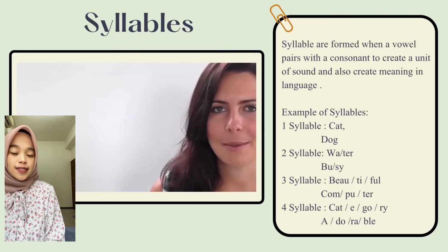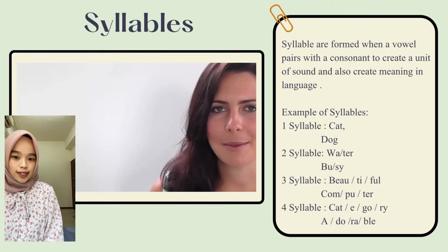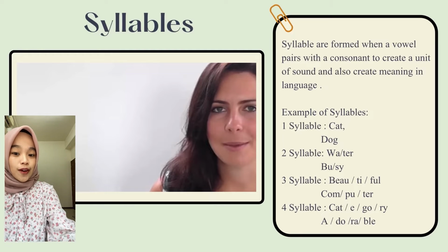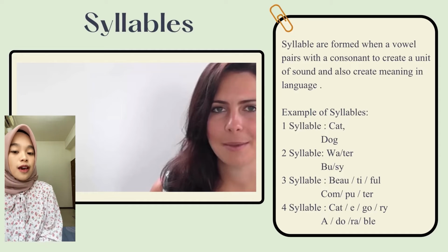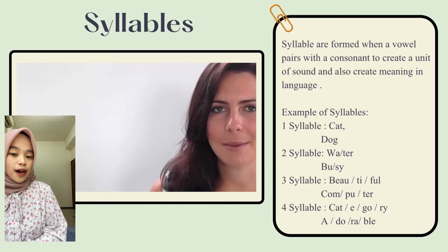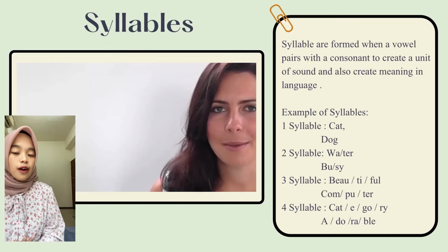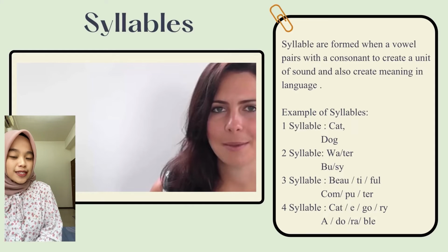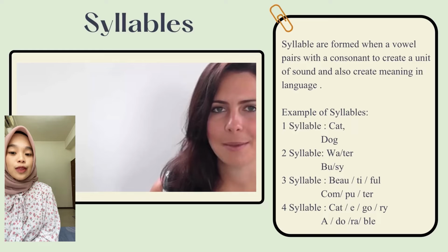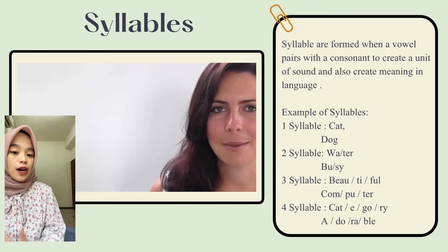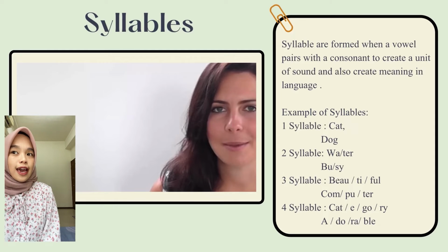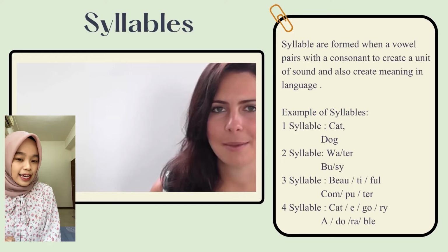Okay, next. A syllable is one unit of sound in English. Syllables are formed when vowels pair with a consonant to create a unit of sound. Some words have one syllable, or monosyllabic, and some other words have many syllables, or polysyllabic. Basically, a syllable is how long the word is. To count how many syllables are in a word, you have to count the vowel sounds. That is like A, I, U, E, and O.